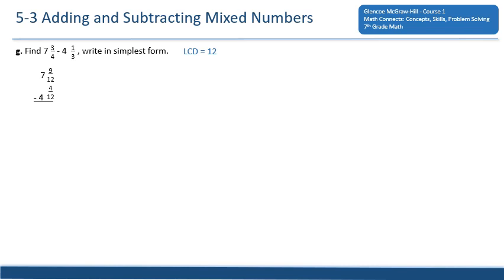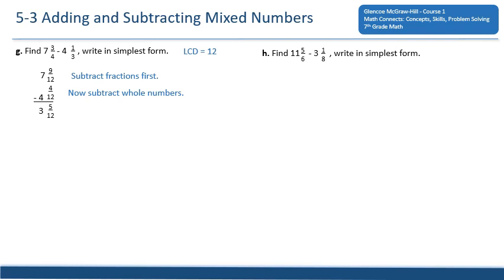And then to find an equivalent fraction of 1/3 with the denominator of 12, we need to multiply the numerator and denominator times 4. So we get 4/12. So now our problem reads 7 and 9/12 minus 4 and 4/12. So we can subtract the fractions first, and now that they're like denominators, we just need to subtract the numerators. 9 minus 4 equals 5 over 12. And then we're going to subtract the whole numbers. 7 minus 4 is 3.